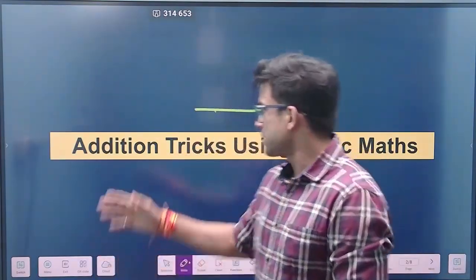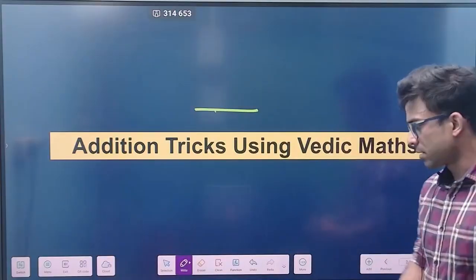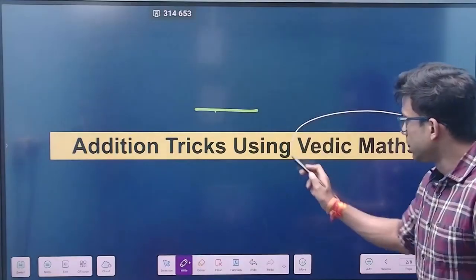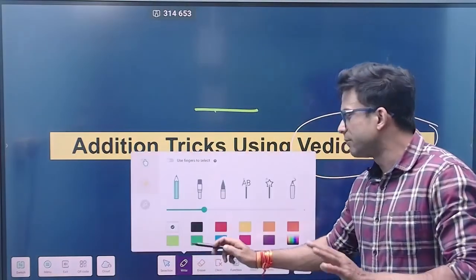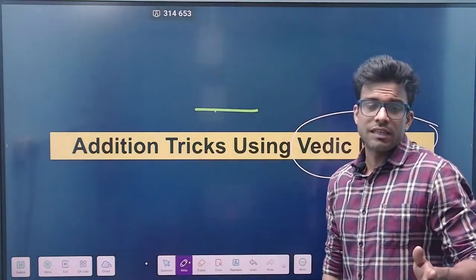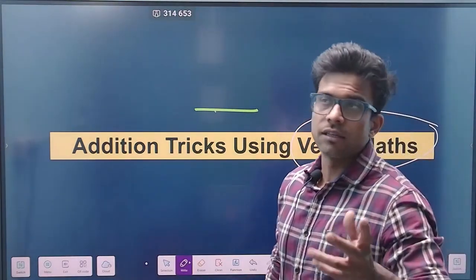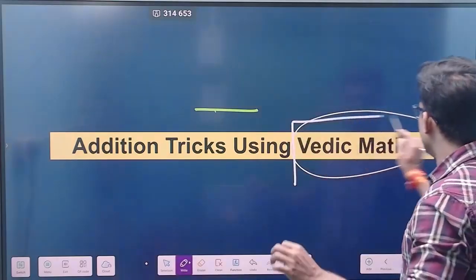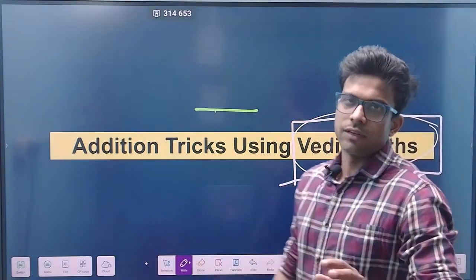So today we'll discuss addition tricks using Vedic maths. Now this is very important. I'm not going to go into differentiating anything about it, because Vedic maths is a very ancient kind of method. Some of you might say, "Sir, I know how to apply Vedic maths," but the point is that if you're not practically using this method, then it's a waste of time, correct?